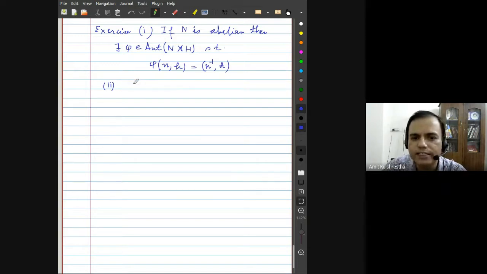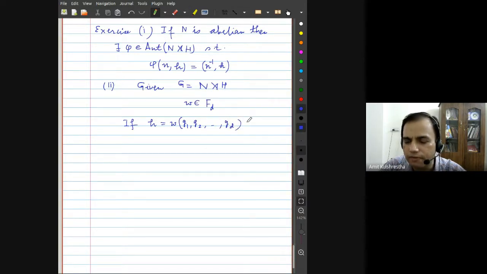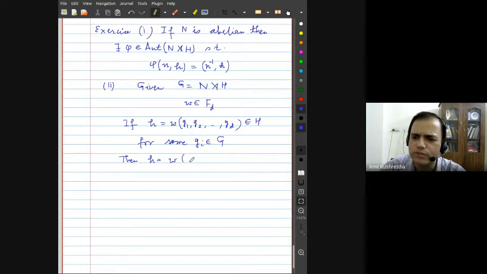And the second thing is that if you are given a semi-direct product and a word, then if h is in H and h is coming as an image by plugging in certain elements of G, then you can obtain this h by plugging in elements of H also. That's all.